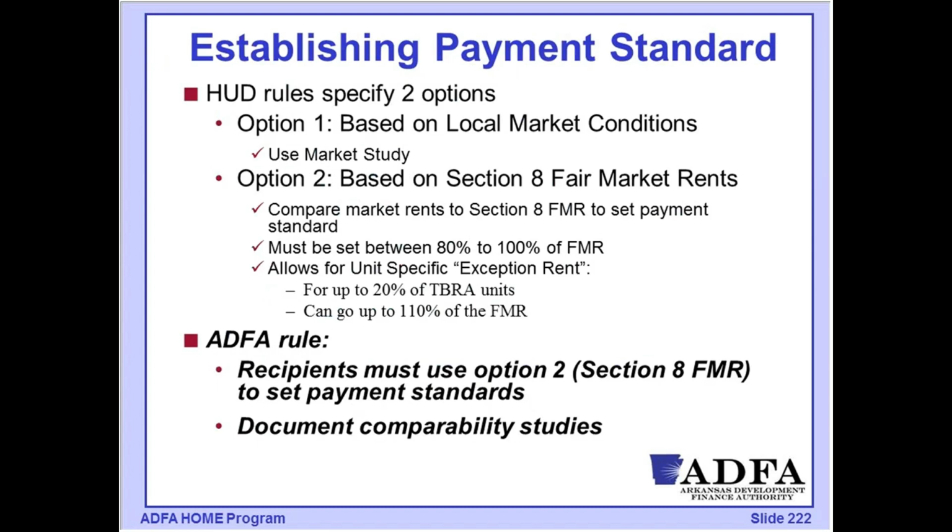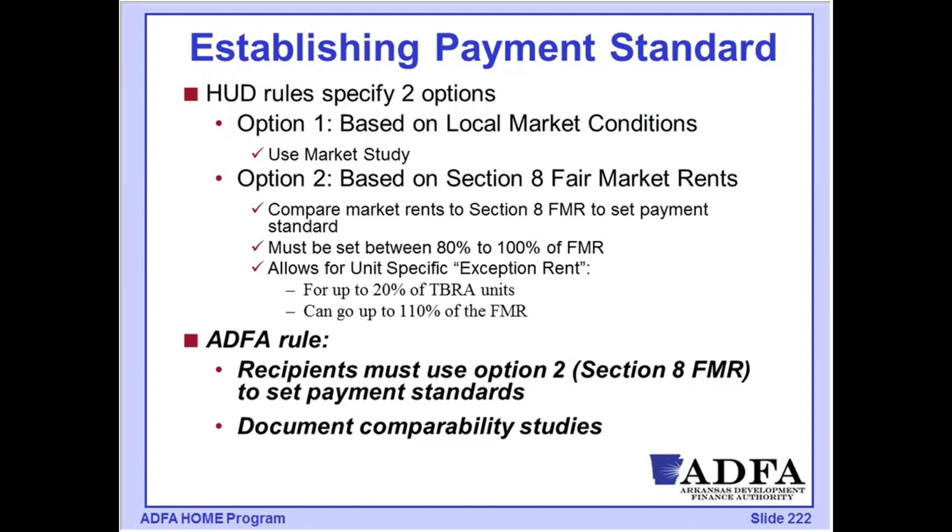So the way we establish a payment standard, or what we consider to be a reasonable cost within that market for a particular size of unit, HUD itself has two options. We could look at local market conditions using a market study, or we could look to the Section 8 fair market rents and then do a comparison of that. So ADFA has determined that for their programs we're going to use the Section 8 fair market rents as our payment standard. We're going to compare our market rents to that Section 8 fair market rent level to determine whether we believe it is reasonable.